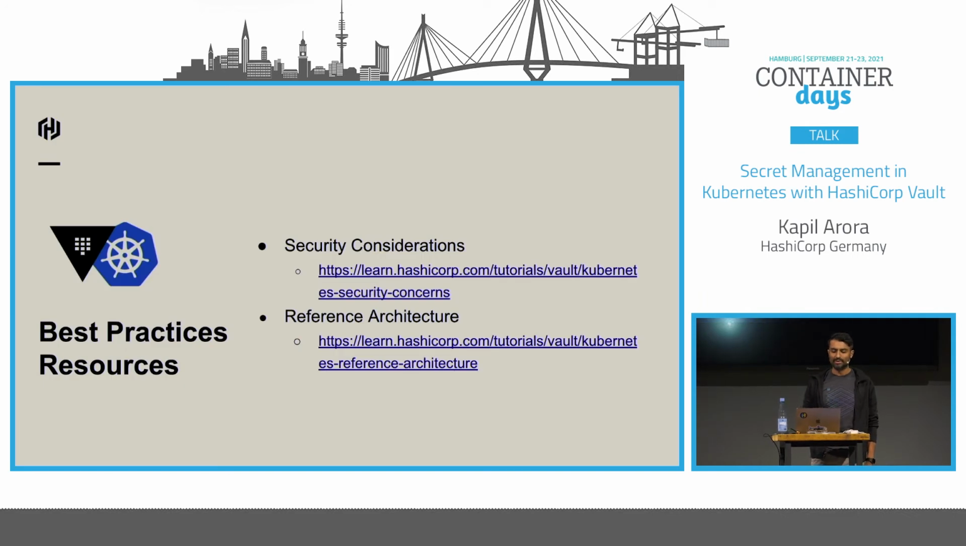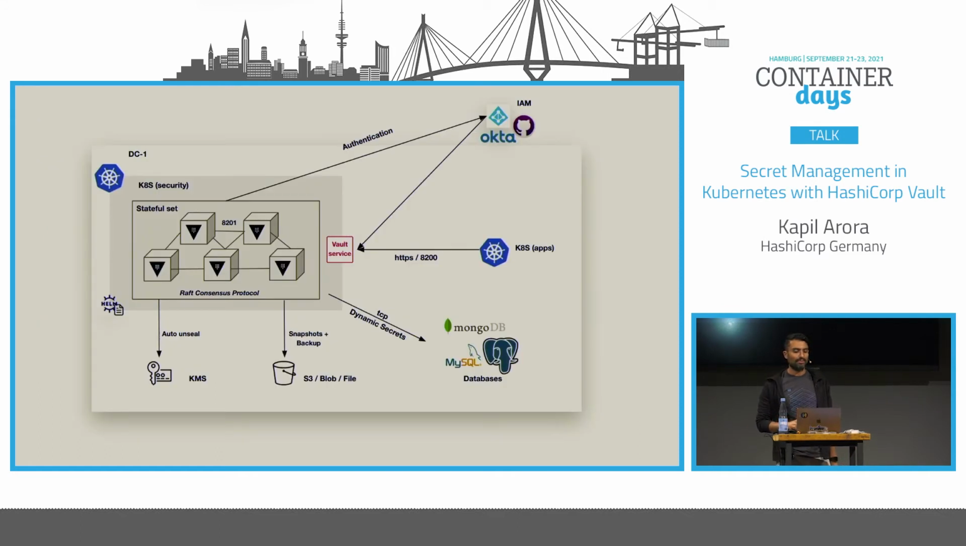We also provide security considerations and a reference architecture as to how you can deploy Vault in Kubernetes, which are also really, really important resources. This is a sample deployment, how you would deploy Vault in your environment if you are a full Kubernetes shop, for example. So you would maybe have a special cluster where you deploy security tools, and you would deploy Vault as a stateful set. And then you could integrate Vault with multiple different IAMs or identity systems like Okta, Azure AD, GitHub, whatever you have available.